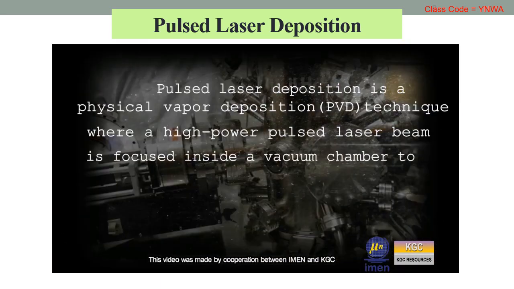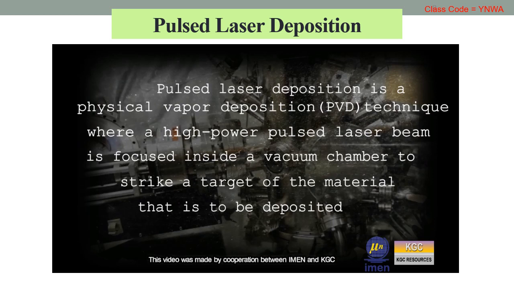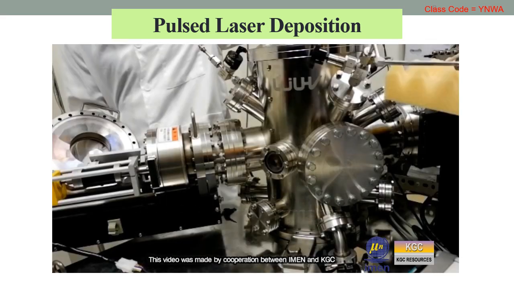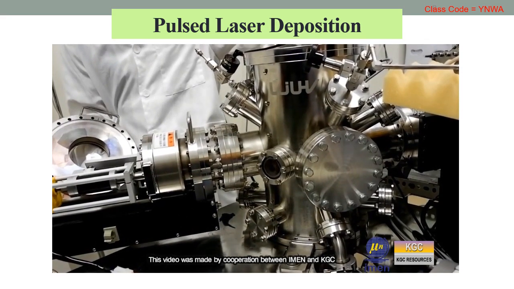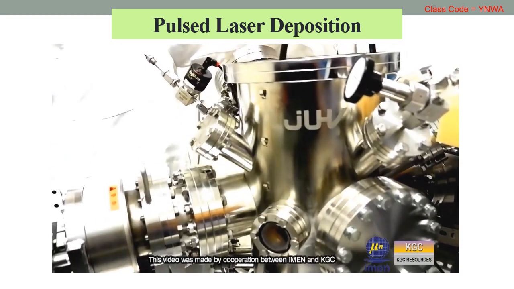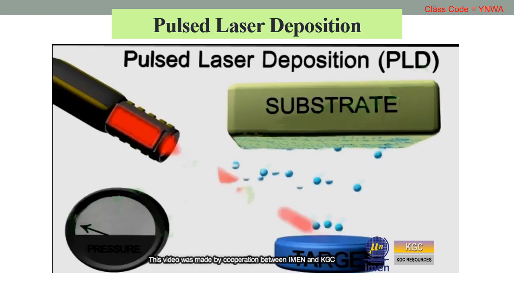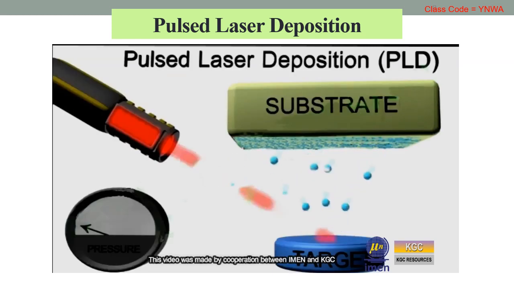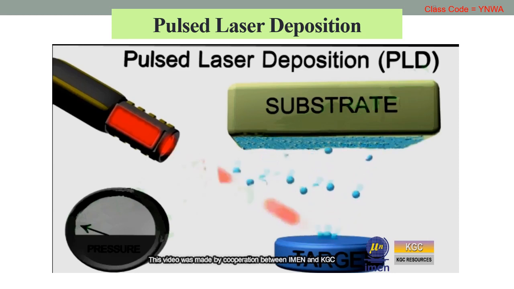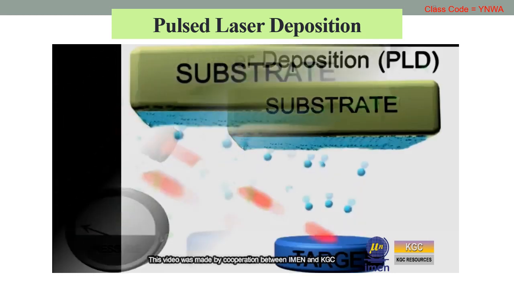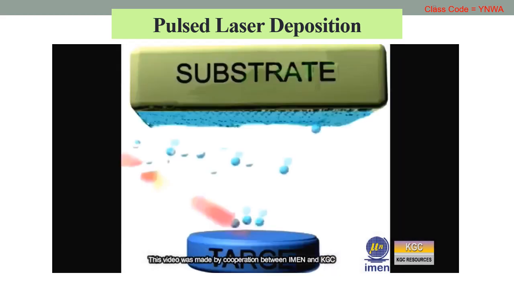Pulsed laser deposition (PLD) is a physical vapor deposition (PVD) technique where a high-power pulsed laser beam is focused inside a vacuum chamber to strike a target of the material that is to be deposited. This material is vaporized from the target in a plasma plume which deposits it as a thin film on a substrate, such as a silicon wafer. This process can occur in ultra-high vacuum or in the presence of background gas.